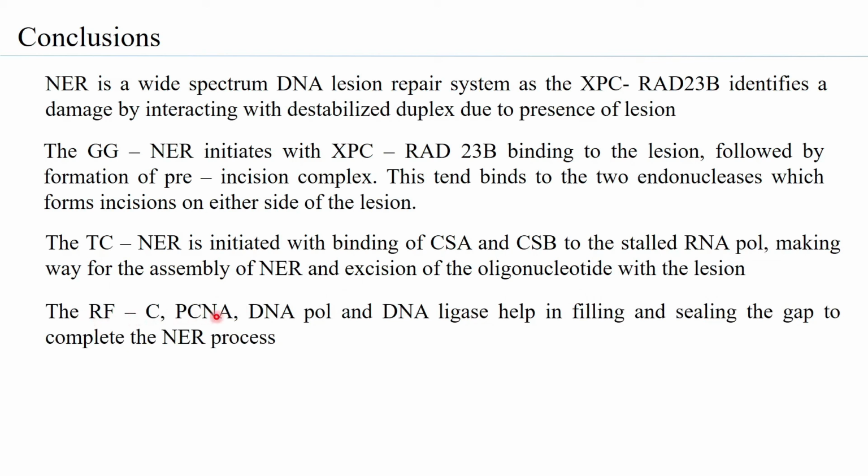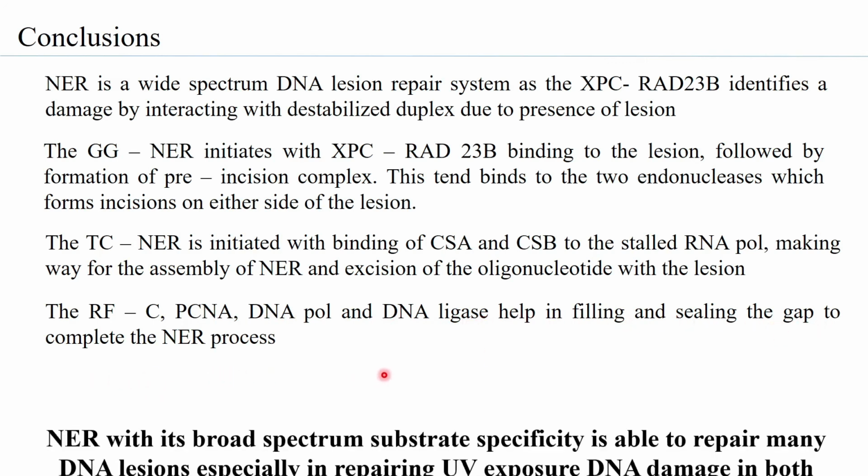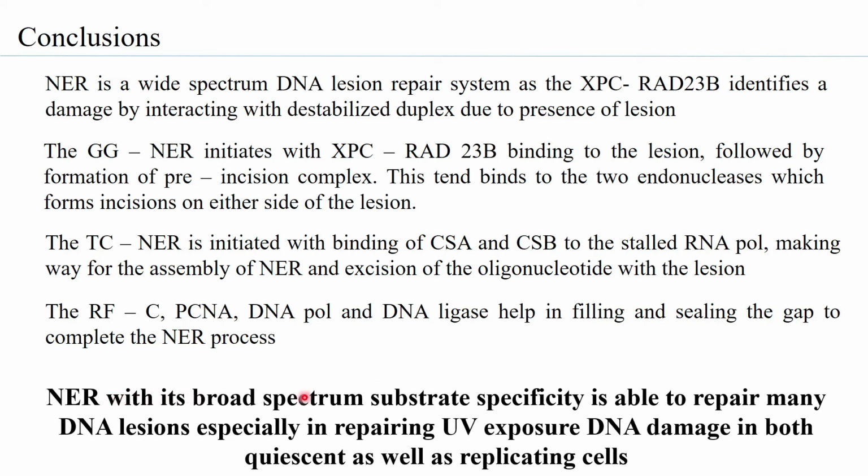The RFC, PCNA, DNA pol, and DNA ligase together as a complex help in filling and sealing the gap to complete the NER process. So NER, with its broad spectrum substrate specificity, is able to repair many DNA lesions, especially in repairing UV exposure DNA damage in both quiescent as well as replicating cells.